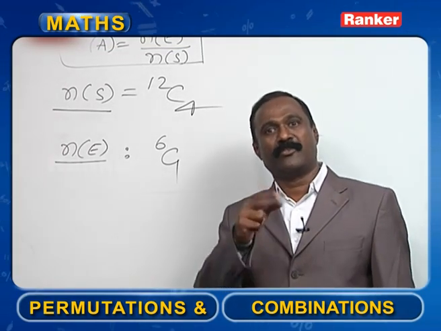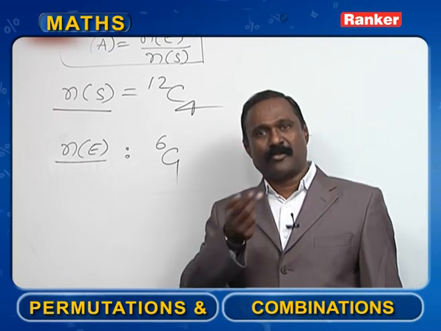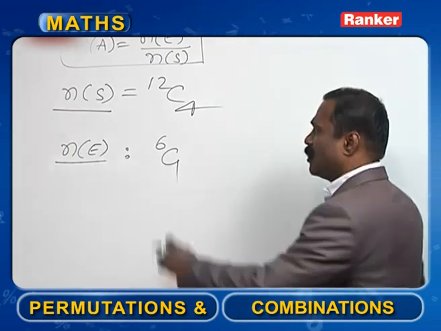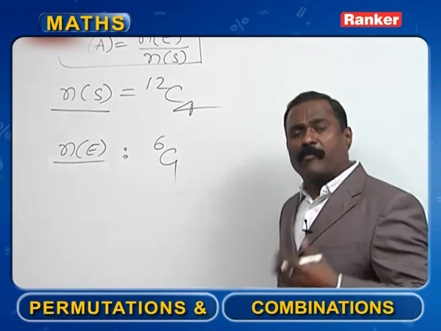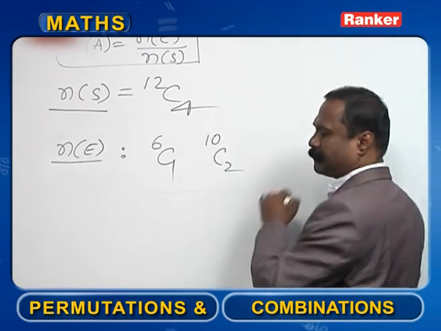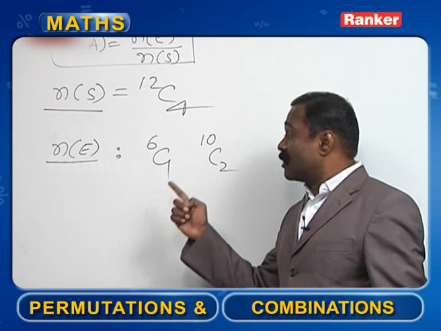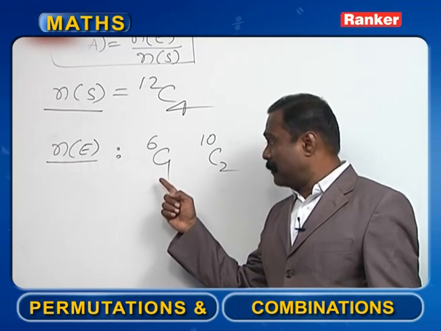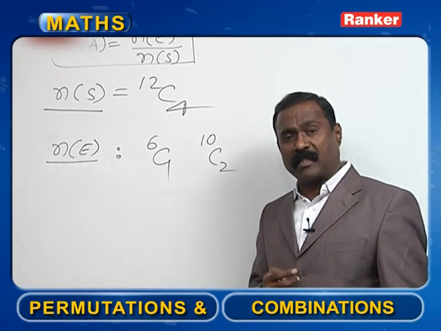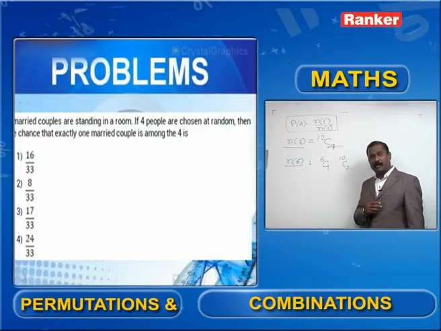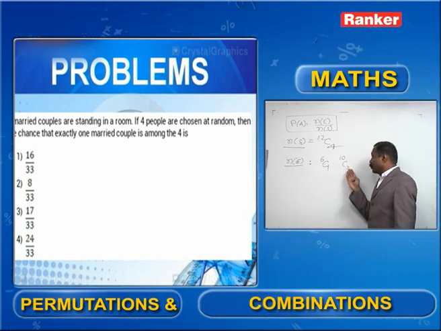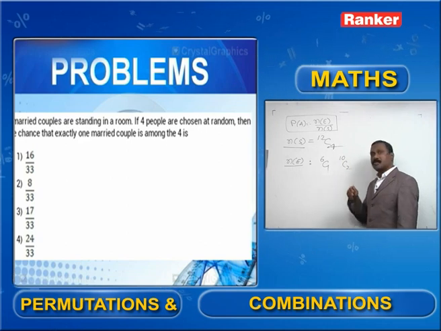And what should be the second operation? For the second operation, I need 2 more. So, how many are remaining now? Here, one couple is taken from 12, 2 are taken, 10 are remaining. From 10, I'll take 2. This one is nothing but a couple. Total, how many persons are there? 12 persons are there. From 12, I have taken 2. How many are remaining? 10. But I have taken only 2. I need 2 more. That is why those 2 are taken from 10, 10C2.